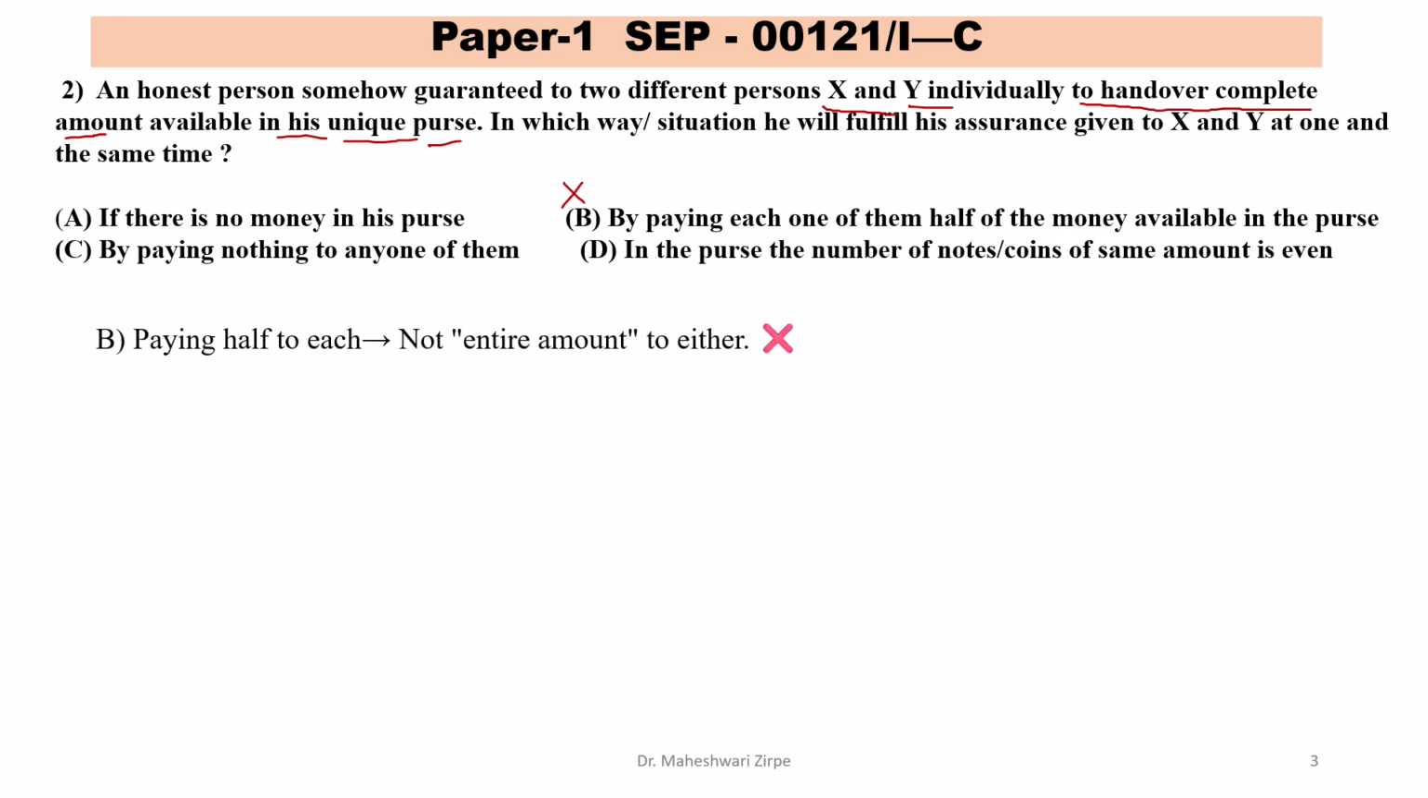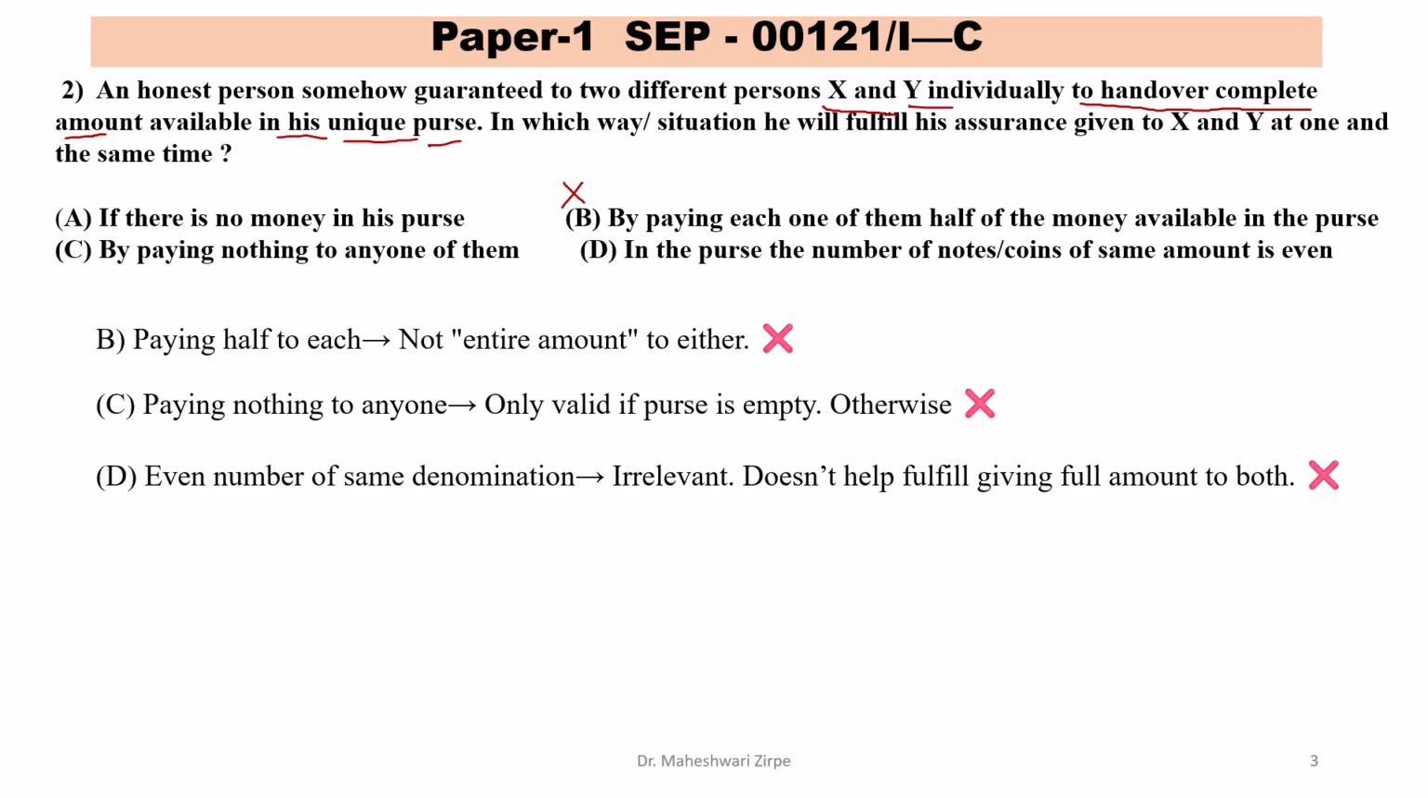So let us see. First, B option, paying half to each one, because they have asked us for the entire amount to be paid. So this is going to be ruled out as I told you. Second one is what? C, let us see C option, paying nothing to anyone. Giving nothing to either of them is also not possible, because the only validity is if the purse is empty, otherwise it is not possible. Correct.